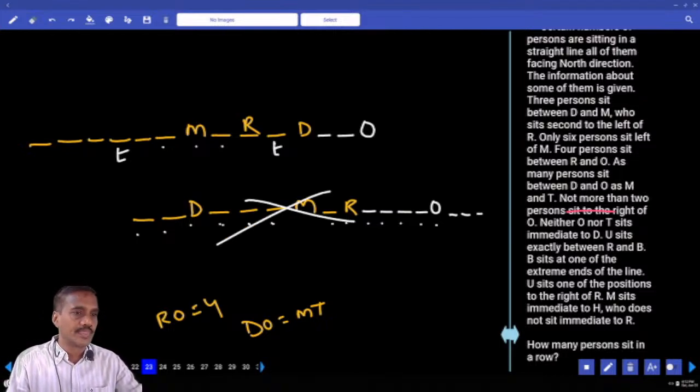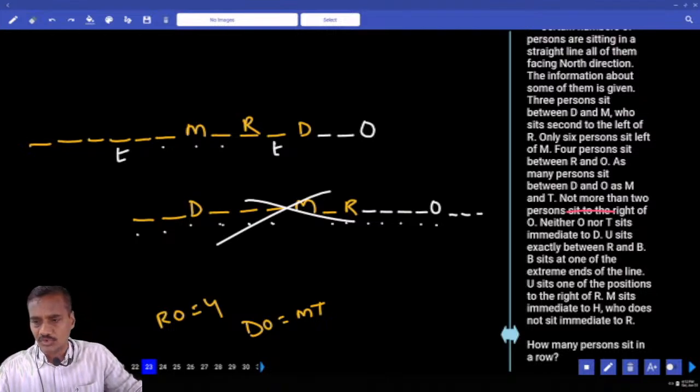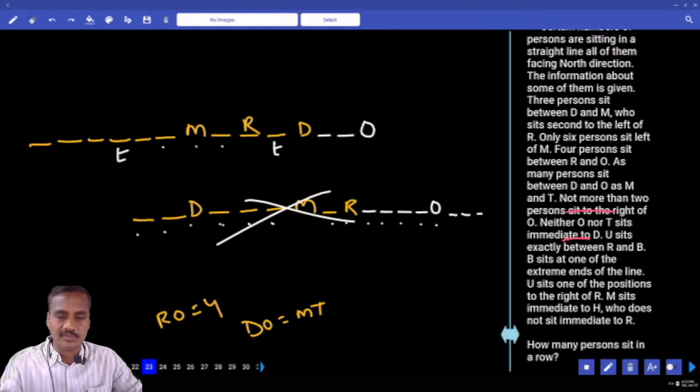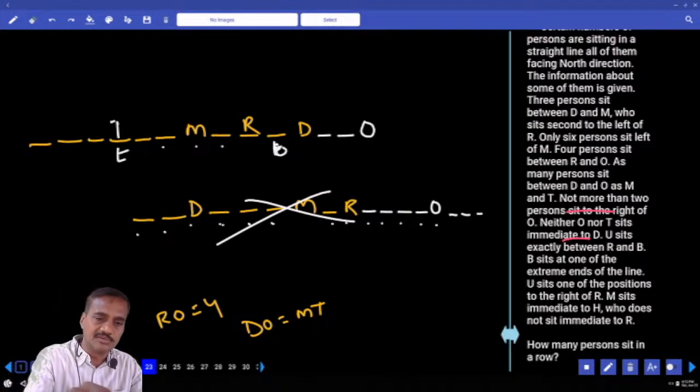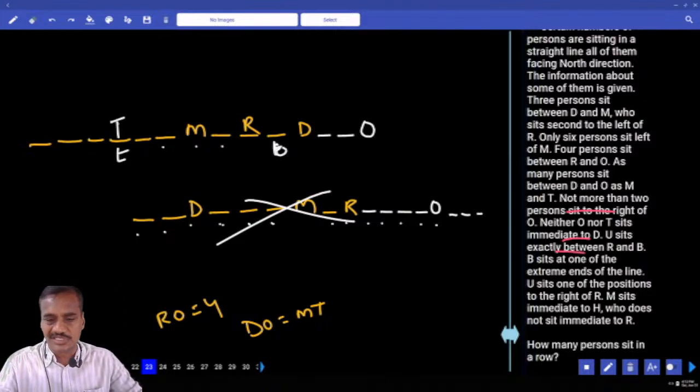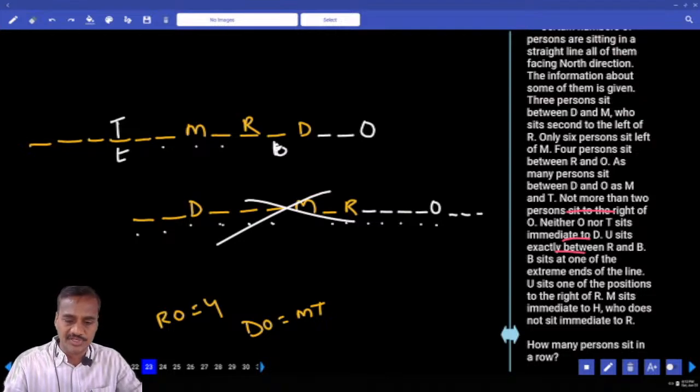This is ruled out. Now we are left with only the first case. The next one, neither O nor T sits immediate to D. But T cannot be immediate to another gap, so T must be here. Then U sits exactly between R and B. Now where is this U? U is exactly between R and B in any order.